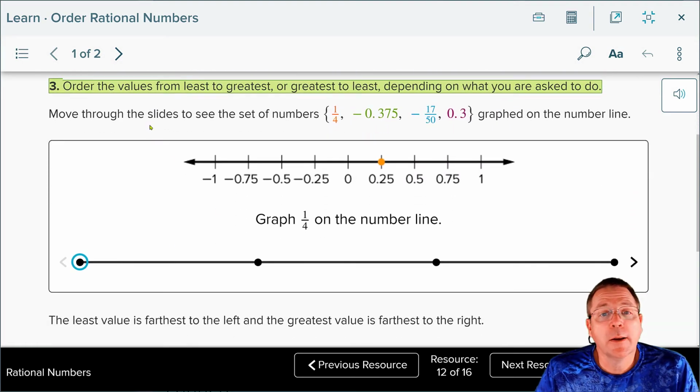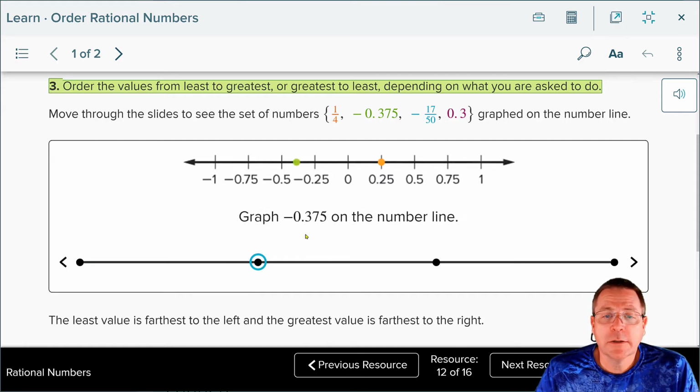So now we're going to move through the slides to the set of numbers that they have given us: negative 1/4, negative 3 75/100, negative 17 over 50, and then we have 3 0 and 3/10, which is going to be positive. Moving through the slides, they start out with negative 1/4 as the orange one. I'm sorry, not negative, it's positive 1/4, because 1/4 is 25%, and it's also known as 0.25.